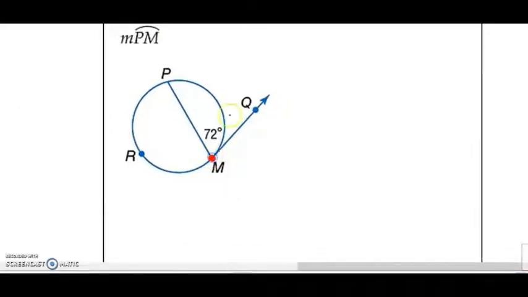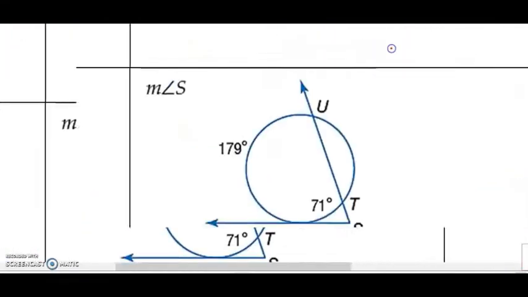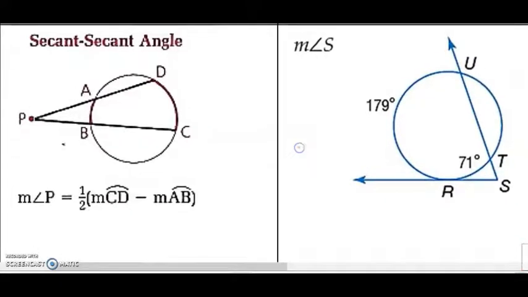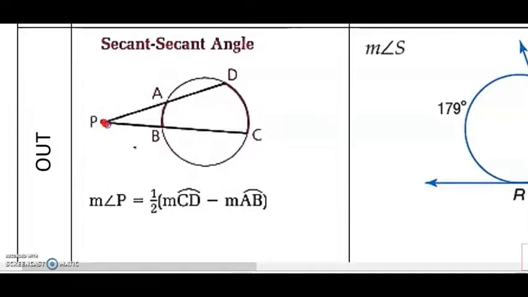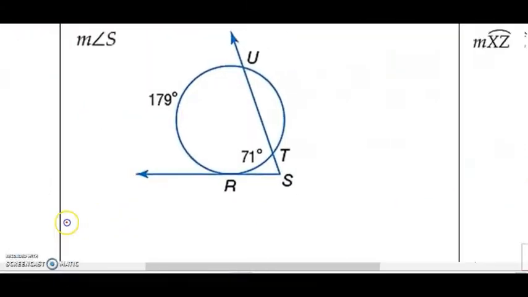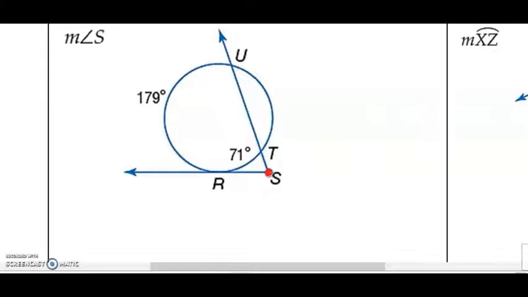To find the measure of arc PM, I'm going to need to double the measure of angle PMQ. Here, the vertex is outside of the circle, so I'm going to need to take the big arc minus the little arc, so I don't get a negative number. If you do it backwards, just take the absolute value, and then divide by 2. So there's my vertex outside. I'm going to take 179 minus 71.